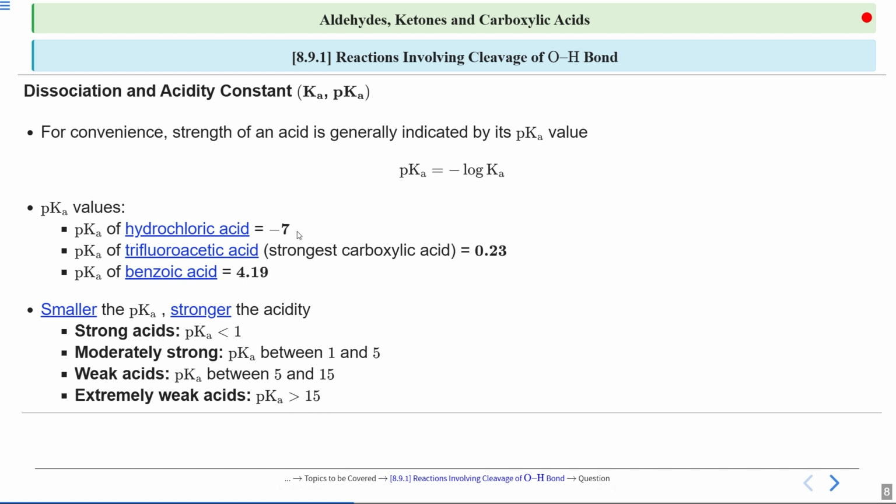So here we talked about the pKa value and we saw the pKa values of different acids, and then we saw that the smaller the pKa, the stronger the acidity.